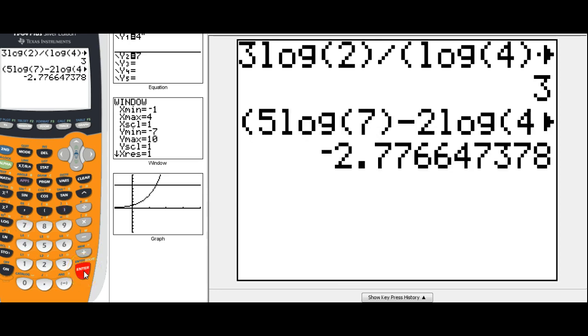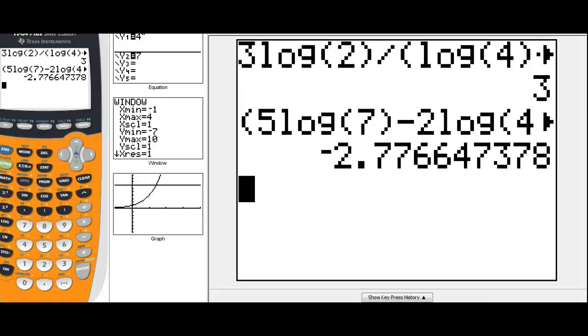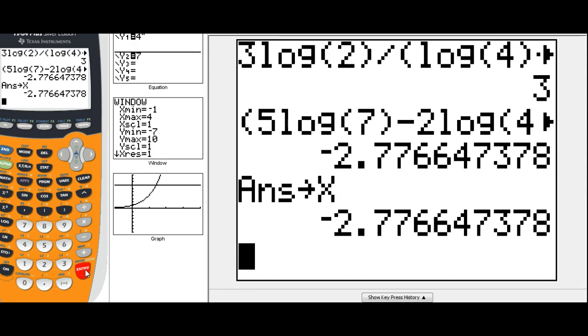And we'll get this answer to the nearest 3 decimal places. Is that what it says? 2 decimal places, negative 2.78. So x equals negative 2.78. And again, you want to check and see if you got the right answer. We've done this before. Let's store this answer to x. And let's see if we've got the right answer.